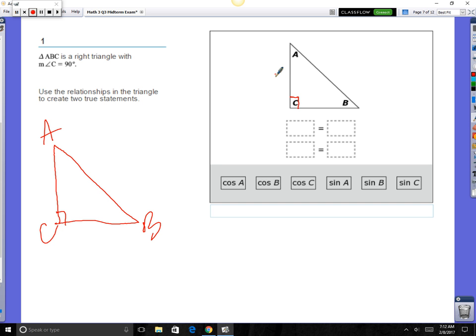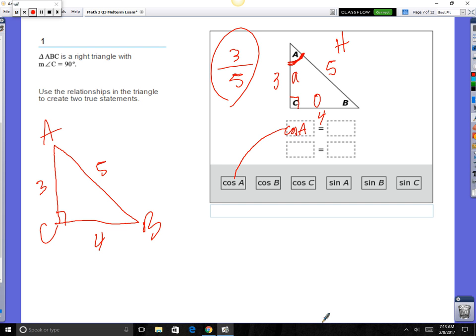measurements. Let's say that from A to C is 3. Let's say this is 4, this is 5. So Pythagorean triple, 3, 4, 5. Now, if you drag and drop cosine of A there, so we're going to do trig from A. So if we do trig from A, that's the hypotenuse, that's the opposite, and that's the adjacent. So cosine from A is the adjacent on top and the hypotenuse on bottom, so the fraction would be 3/5.